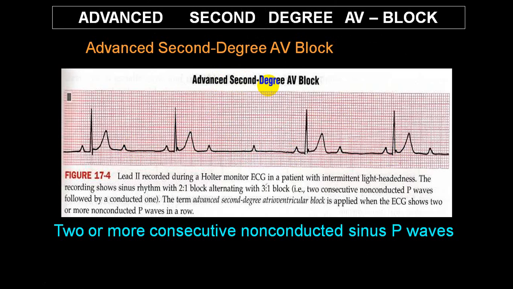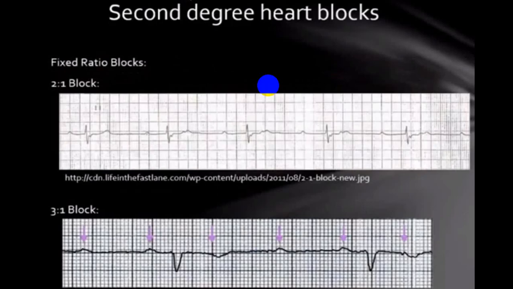If you come across such, this will sooner or later become complete heart block. This is again the same. You can see 2 P waves, 1 QRS complex. There is a P wave here, a P wave here, a P wave here, a P wave here, P wave, P wave.